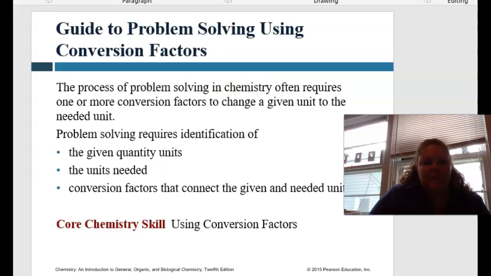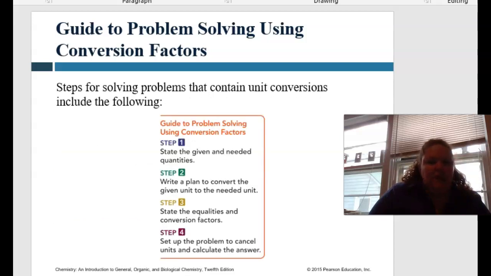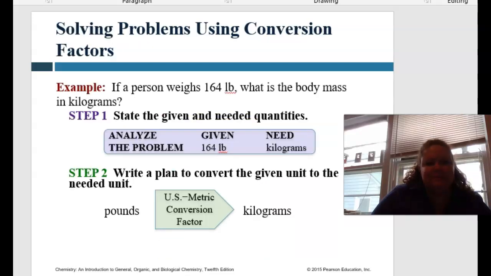So, again, the guide to problem solving using conversion is the process of problem solving in chemistry, and this often requires one or more conversion factors to change a given unit to the needed unit. So problem solving requires identification of the given quantity units, the units that are needed, and then also the conversion factor that helps to connect the given and needed units. Okay, so again, I read those steps out to you, and we will see how this works.